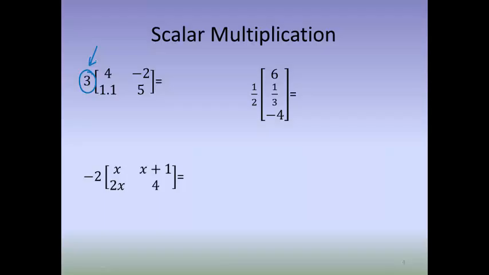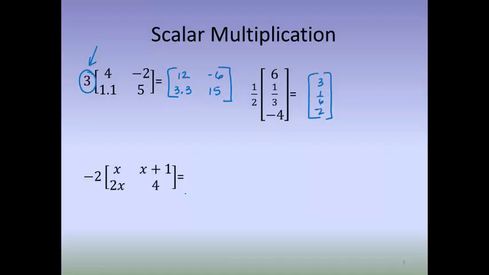It's called scalar multiplication. So let's go ahead and multiply all elements by 3, giving me 12, negative 6, 3.3, and 15. This does not change the size of the matrix because I'm just tripling the elements that are inside the matrix. Let's go ahead and take a look at the next one. This one, the scalar is 1/2. So the results of my scalar multiplication, distributing this on, is 3 and 1/6 and -2.